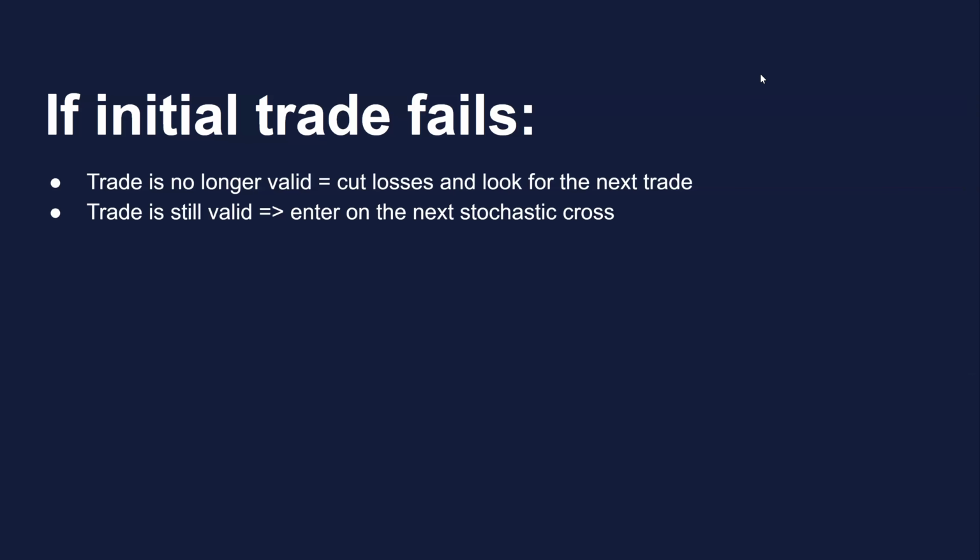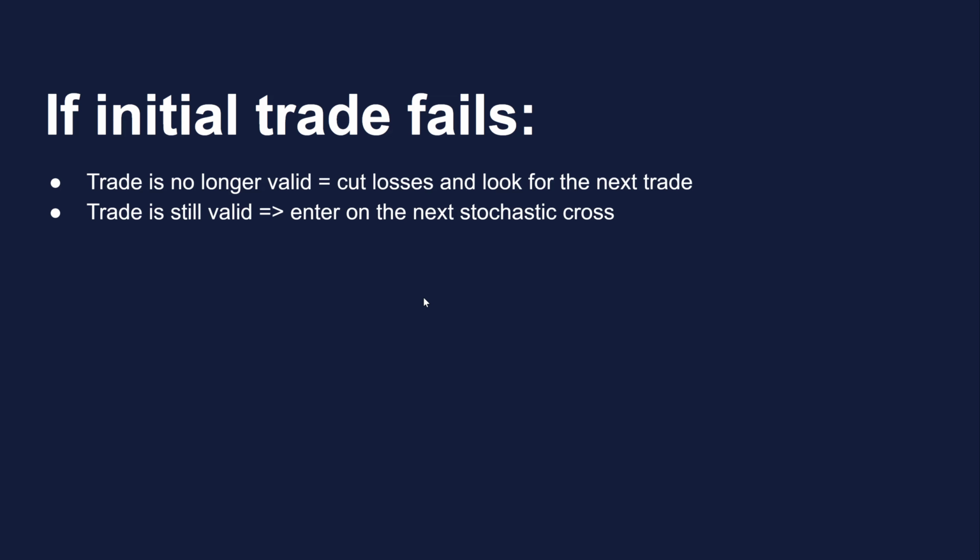So far, these examples have all been ones that succeeded. Initially very clean, the structure is clear. The stochastic cools off and then puts in a single cross. We enter on that cross, and then we hit our take profit. It's 3 times as far away as our stop loss is. In the real world, you don't always win the trade the first time you take it.